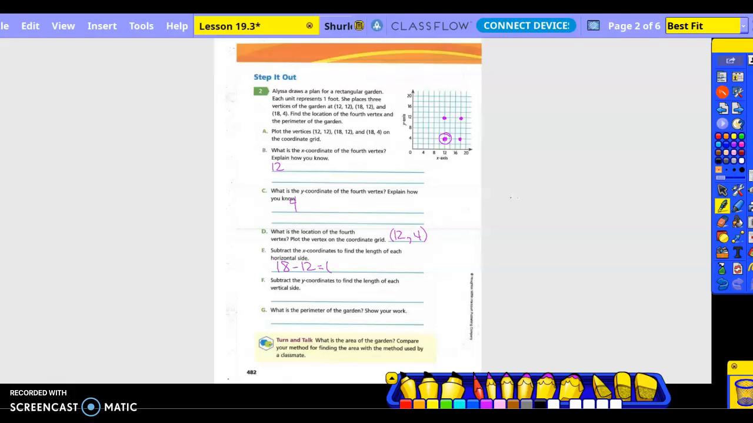So what is that? So 6 what? They said each plot was how many? Was a foot, right? So 6 feet. Okay. And then the y coordinates are what?